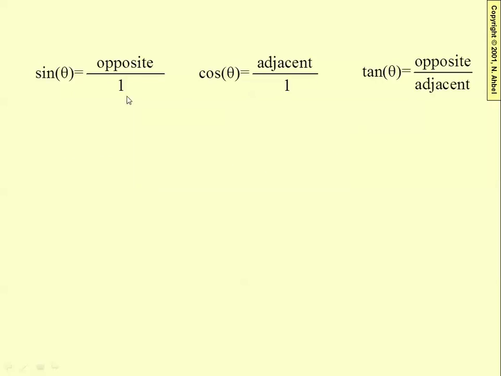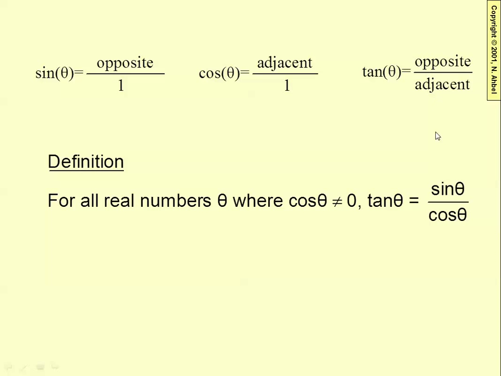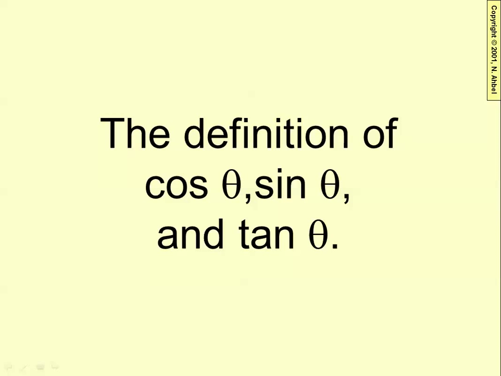And then notice tangent is opposite over adjacent, SOHCAHTOA. So since opposite is sine of theta and adjacent is cosine of theta, then tangent of theta is defined as sine of theta over cosine of theta. And that gives us our definitions of cosine of theta, sine theta, and tangent of theta.